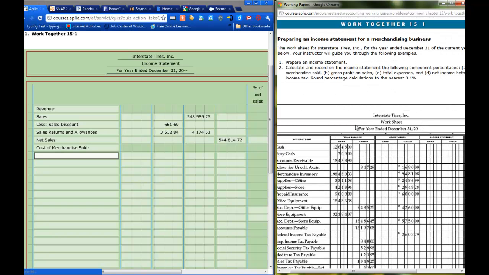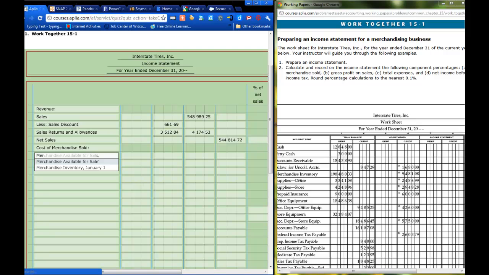On our worksheet, when we look here, this number on my trial balance right here, this is January 1st. Over here, on my balance sheet, that's going to be my December 31st. But you have to realize we have two different numbers here, and which one are you going to use first? So you're going to use your January 1st number, which is going to come from your trial balance. So below cost of merchandise sold, the first line is going to say merchandise inventory, January 1st. And you're going to go to the third column, and you're going to put in the $198,480.33, the amount from our trial balance. Again, that is what we had when the business started the fiscal period on January 1st.